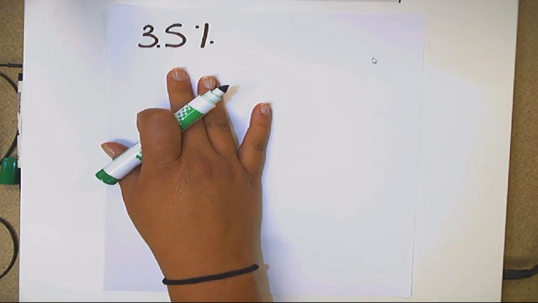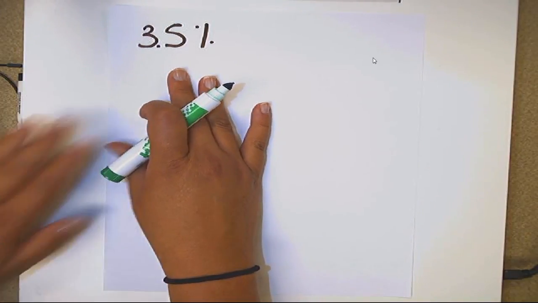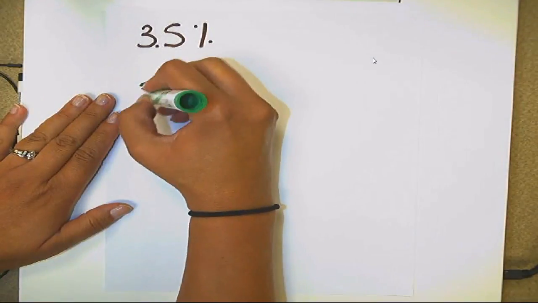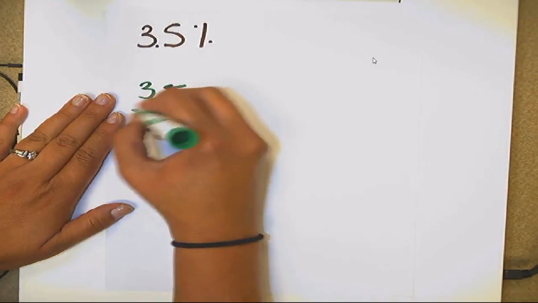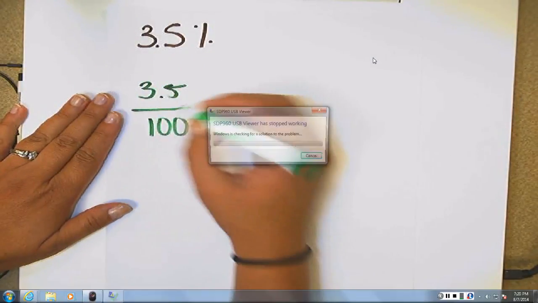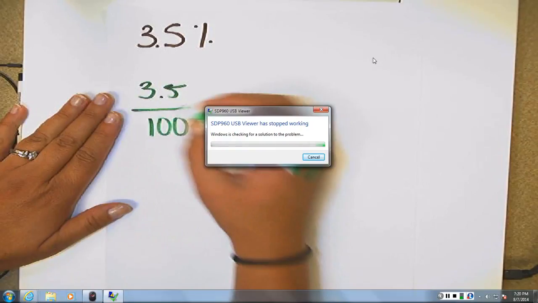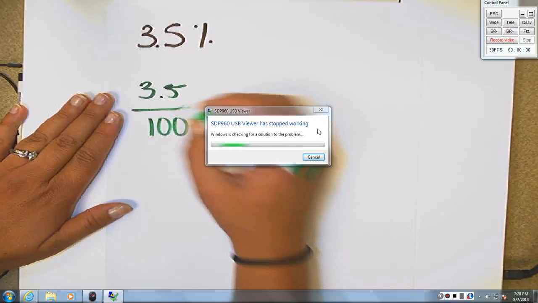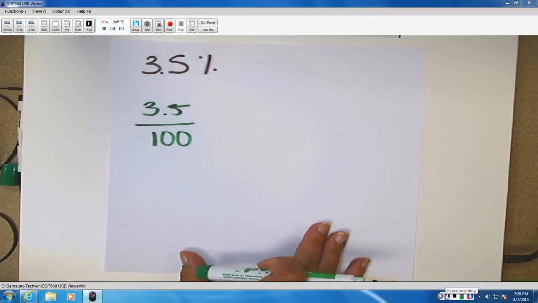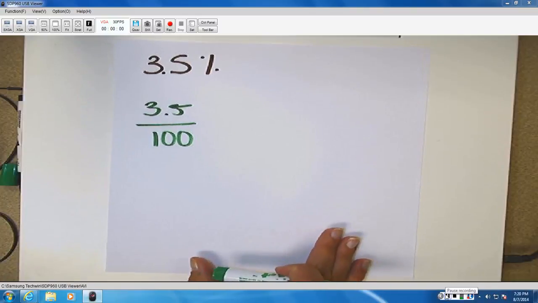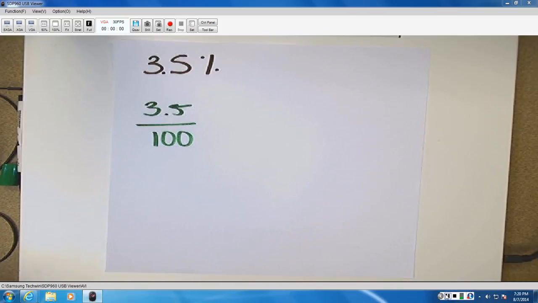You take your percentage and you're going to divide it by 100. So I'm going to take 3.5 and I'm going to divide it by 100. Sorry, my blackboard keeps locking up on me. So I have my 3.5 and I'm dividing it over 100.